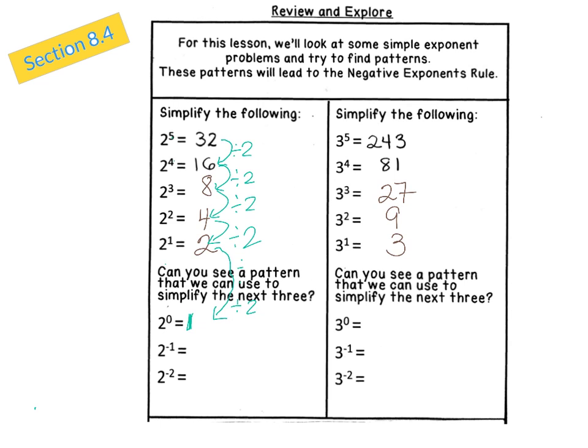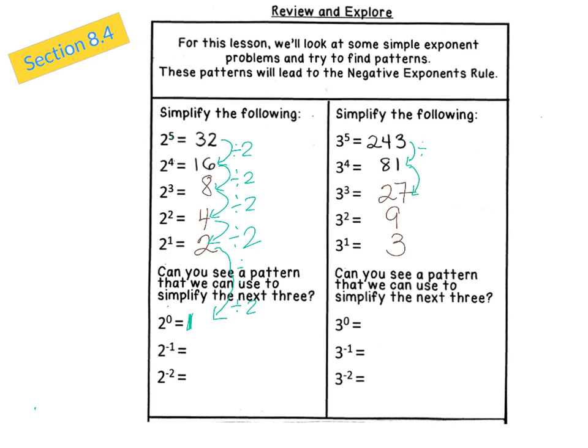All right, and then we'll come over here to the powers of 3. And again, we're decreasing by 1 each time with the exponent. So what do you think is the pattern with the answer? So if we went from 243 to 81, or 81 to 27, and so on.